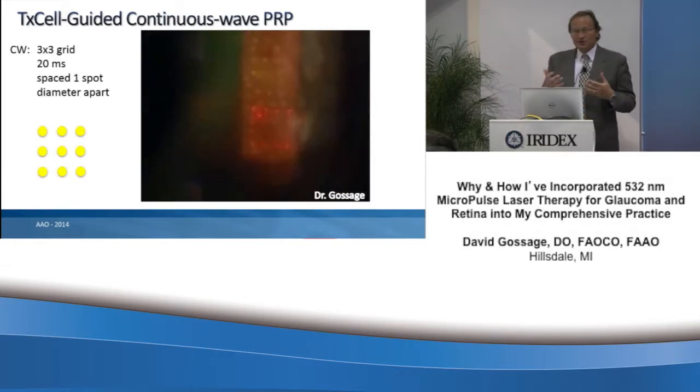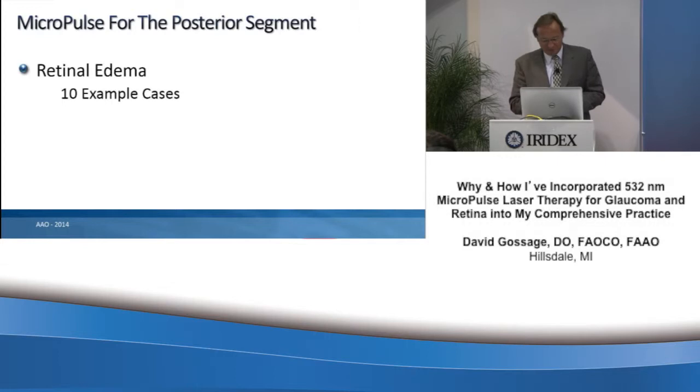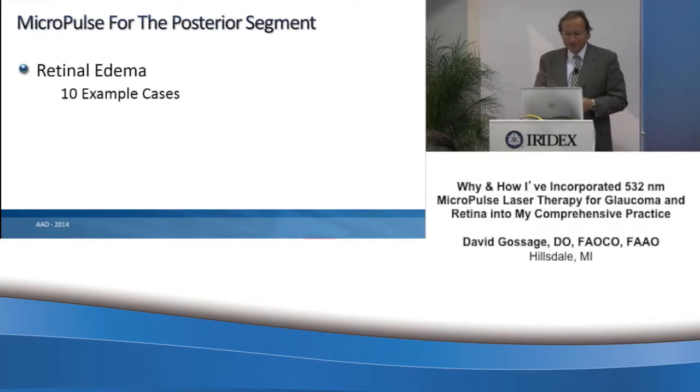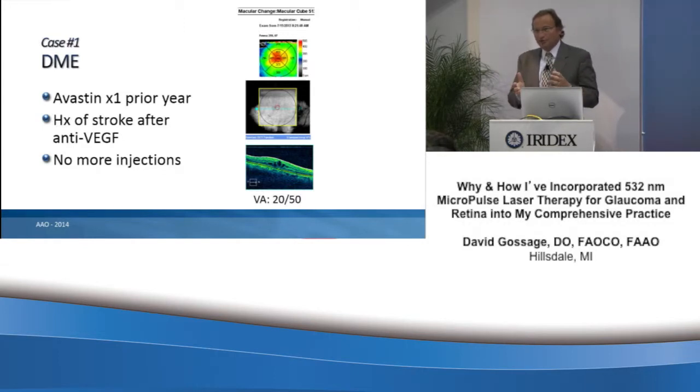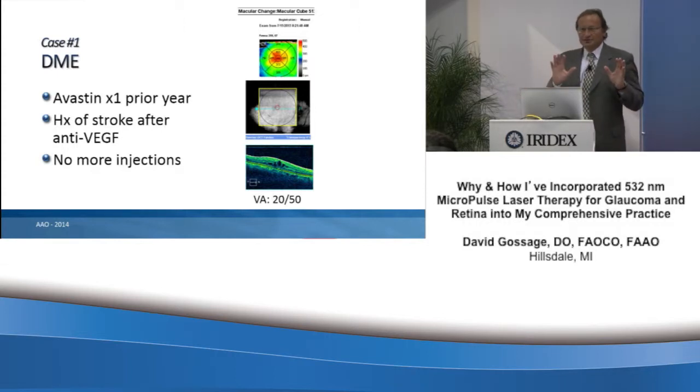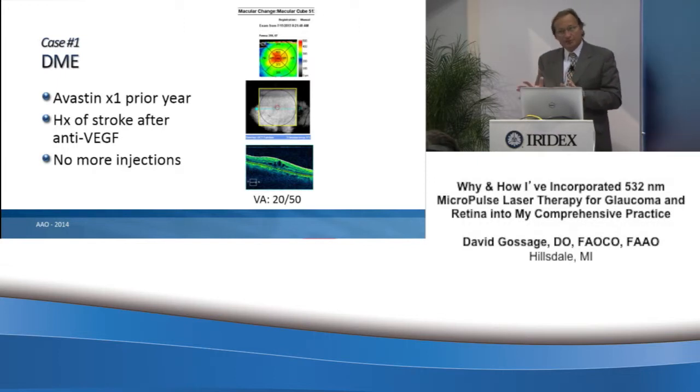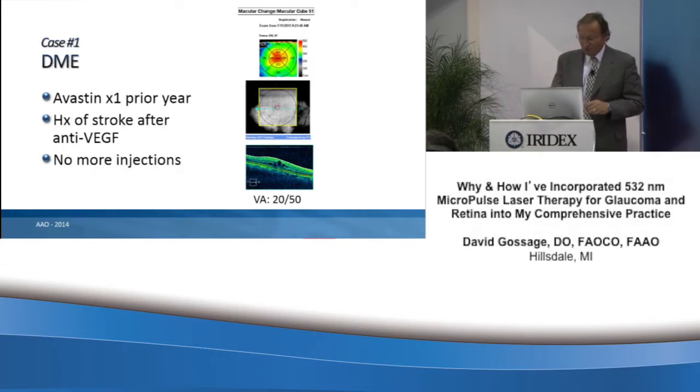So here's some cases I'll talk about. I'll give you about 10 cases of some retinal diseases that we've treated. This was a patient who had diabetic macular edema. They'd had Avastin a year prior, but then had a stroke. And so we talked about that risk factor. And he said, you know, I don't want any more injections. I don't want to have another stroke. This one I got through, I was fine, but I really don't want to have that risk factor again.